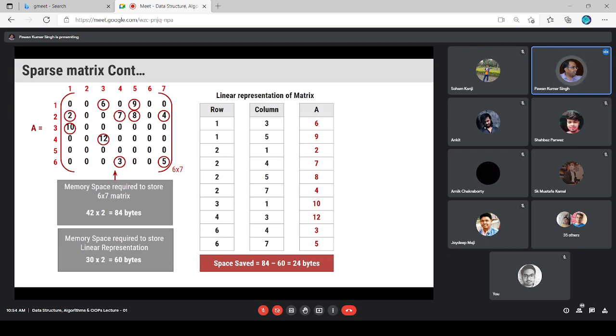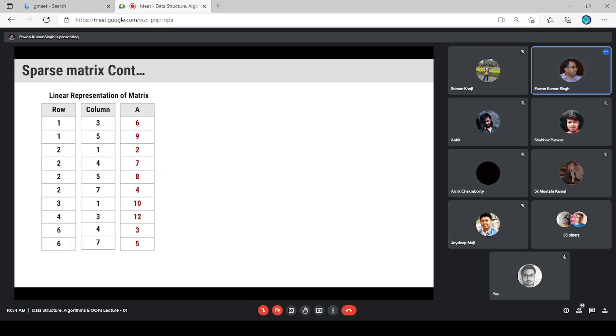How can we reduce it? Just see in the row. In the row we have 1 1, then 2 2 2 2, then 3, 4, 6 6. So there are some repetitions, right? It is not in the column, and it is not in the value part. It is mainly in the row part. The 1 appears 2 times, 2 appears 4 times, there is no 5, and 6 appears 2 times. So we can reduce it further.